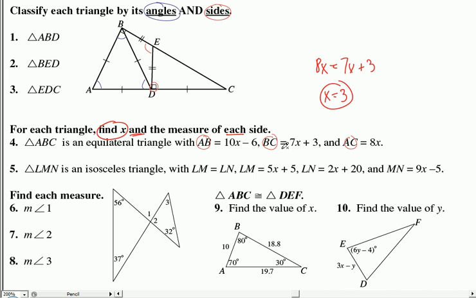I got to have 3 more answers. How do I find what the lengths of the sides are? Now I can plug and chug, right? Now what's that? I subtract 7x from both sides. 8x minus 7x is 1x.